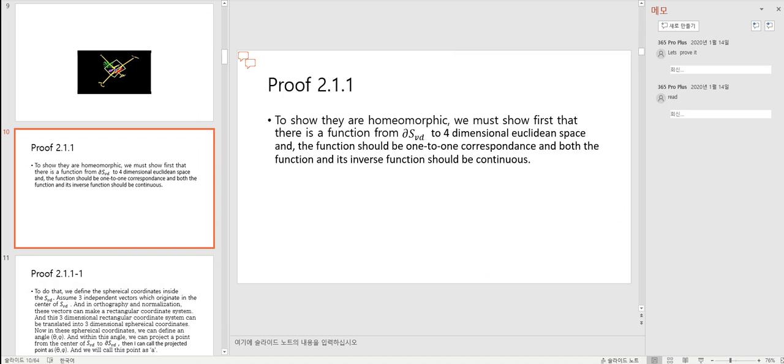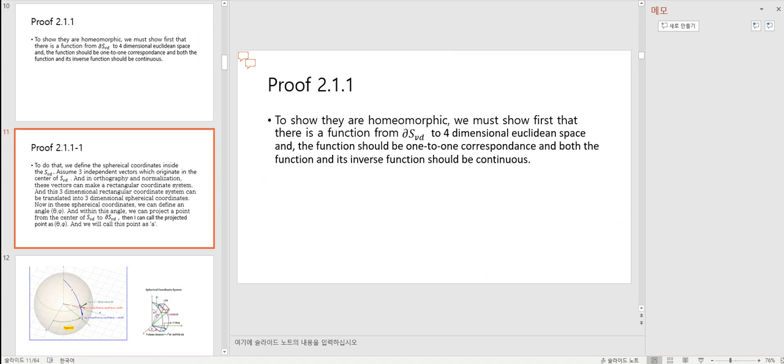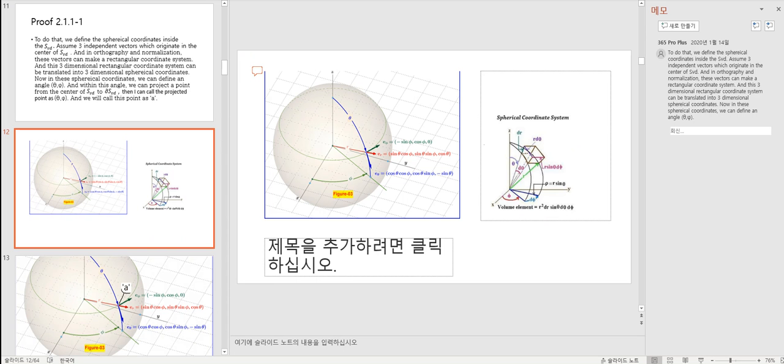Let's prove it. To show they are homeomorphic, we must first show that there is a function from DS3D to 4-dimensional Euclidean space, that the function is a one-to-one correspondence, and that both the function and its inverse function are continuous. To do that, we define the spherical coordinate inside the S3D and assume 3 independent vectors which originate in the center of S3D. With orthogonalization and normalization, these vectors can make a rectangular coordinate system, and this 3-dimensional rectangular coordinate system can be translated into 3-dimensional spherical coordinates.